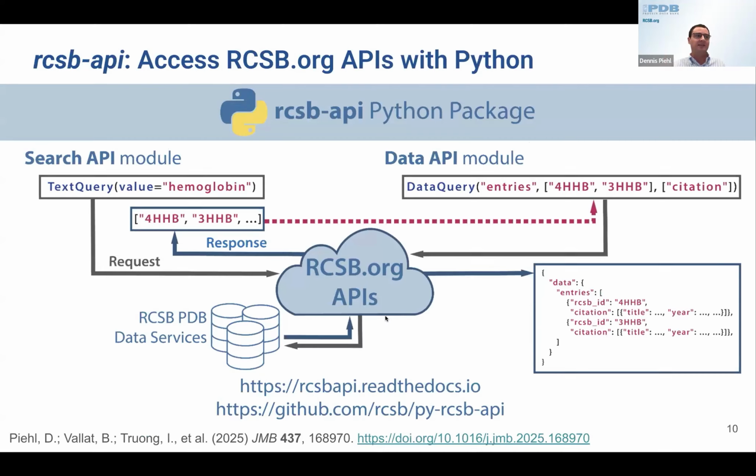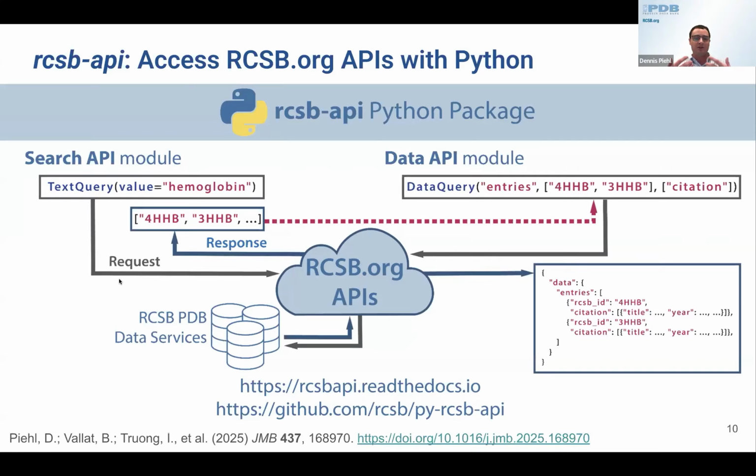To help facilitate access to each of these APIs, we recently introduced an all-in-one Python package called rcsb-api, which provides a simplified Pythonic interface for our API services, for which the links to the package documentation and GitHub repository are provided here. This was initially developed with the goal of adding support for our search and data API services, as described in our recent publication listed at the bottom here.